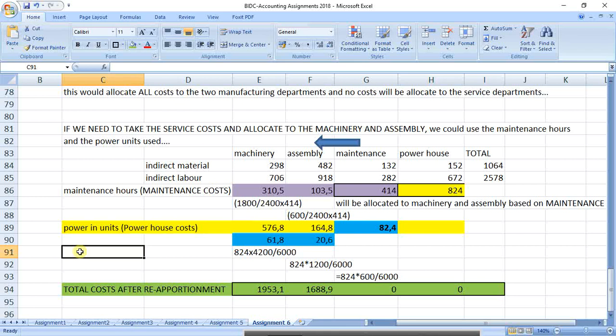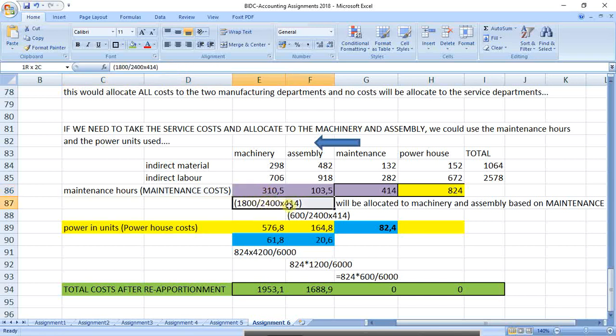So should I just say a total? Well, that's the allocation. So this 82,4 was allocated to those two departments. So is that right? Okay, so you had maintenance hours, brackets, maintenance costs.